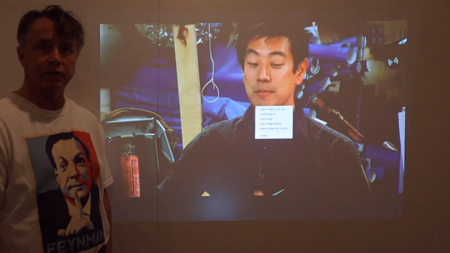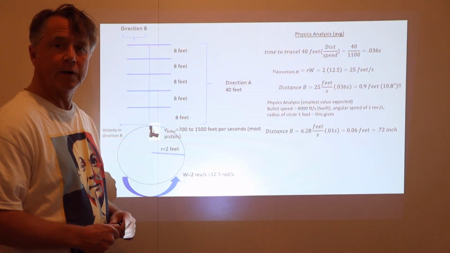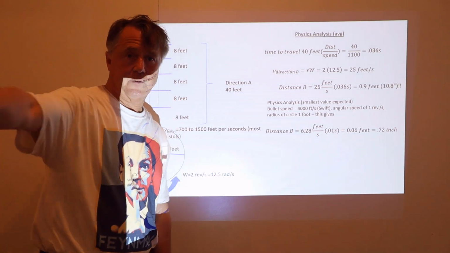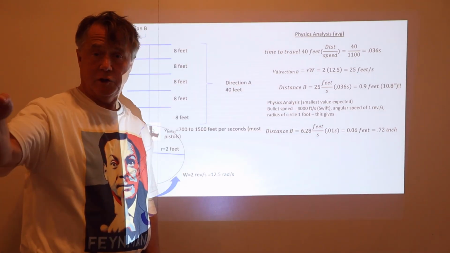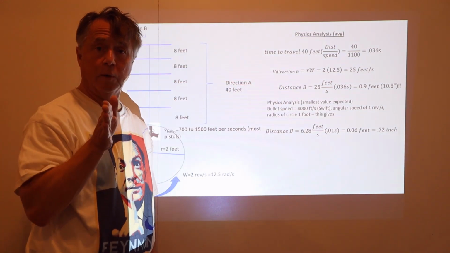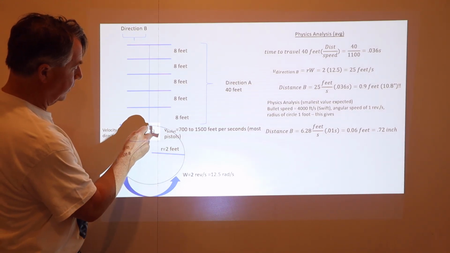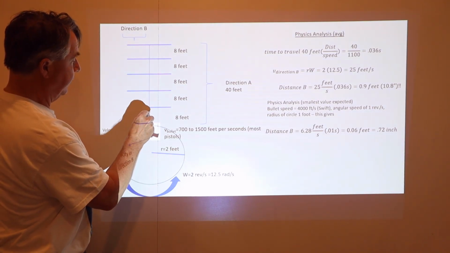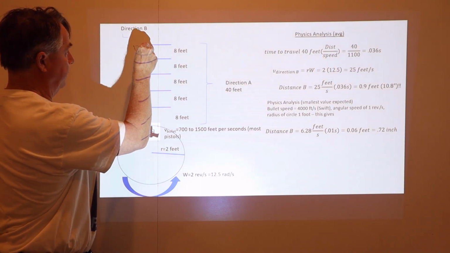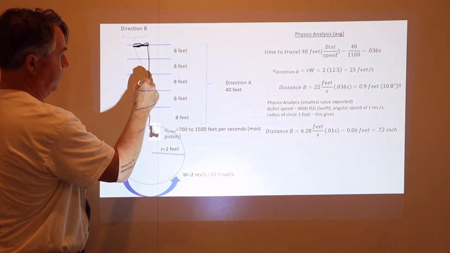Okay, so there's the introduction. Let's take a look at the physics. So here's the myth. If you take a gun and you move it in this direction and then shoot it as it is moving in that direction, the bullet will curve. Okay, so assume the gun fires here. The hypothesis is that the bullet will curve and land some distance here from the straight scenario.